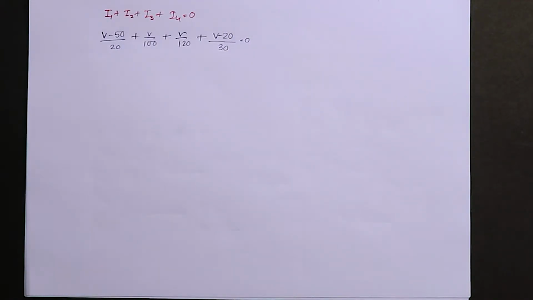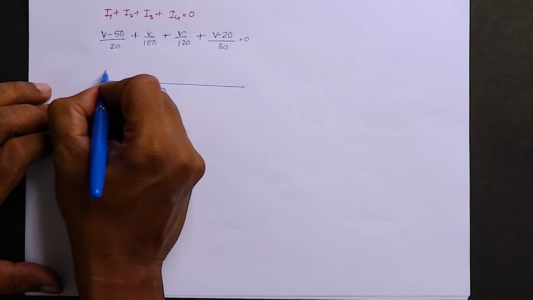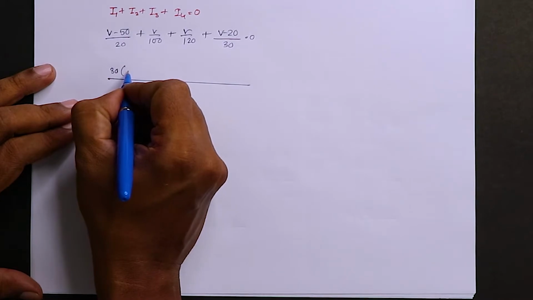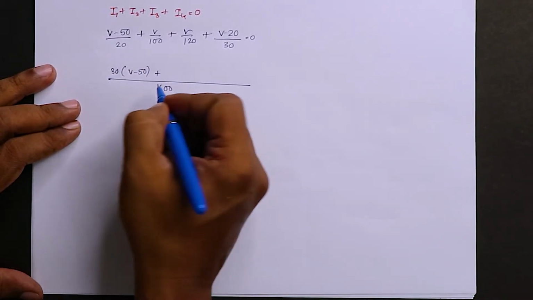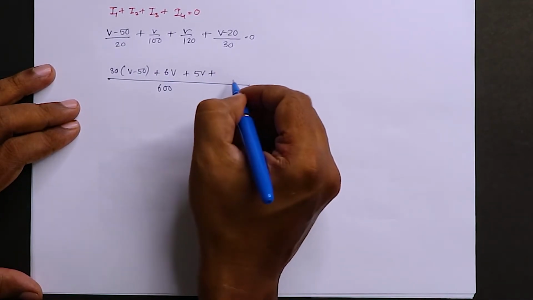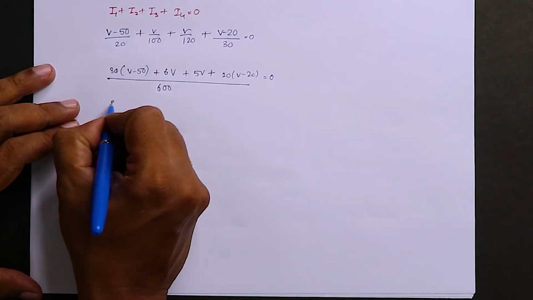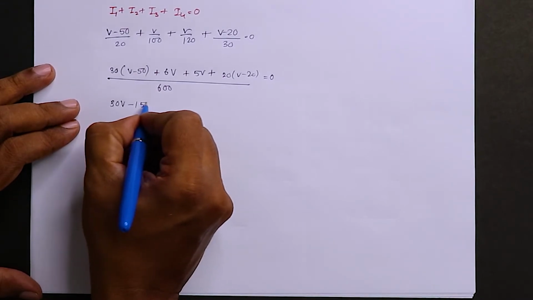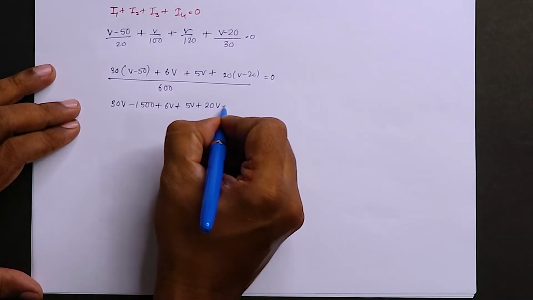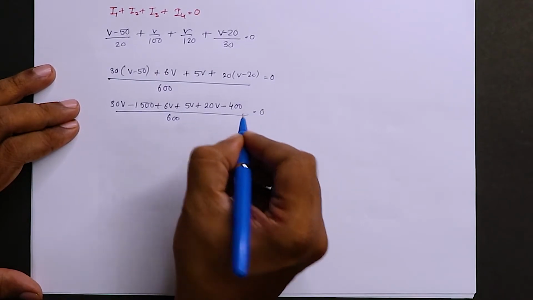Now the standard procedure: solve it. Take the LCM, which I suppose will be 600. So this becomes 30 times, so 30 times (V minus 50), plus 6V, then 5V, plus 30 becomes 20, so 20 times (V minus 20), is equal to 0. Now if I solve it, what will happen? When you are solving, you need to be very, very careful, because one mistake will end in 0 marks, because you don't get an answer.